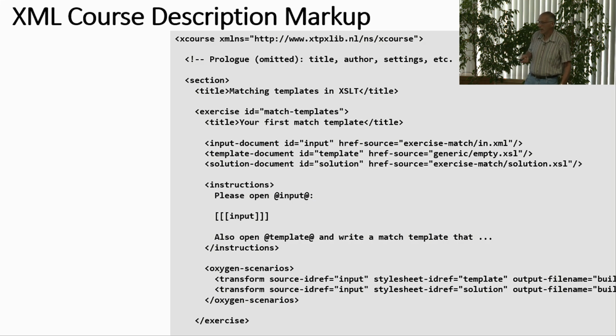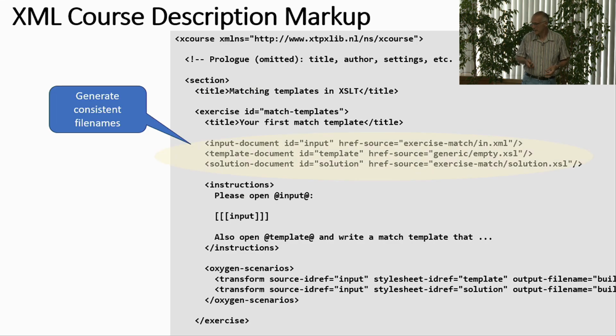Here it is. Okay, there's a prologue, which is boring. That's why I omitted it. Authors, titles, stuff like that. Settings, lots of settings. And then there is a section about a certain subject, and a section has exercises in it. And here's one of the interesting things. In this exercise, I describe what files belong to the exercise, where it can find them, and then it copies them to the result structure and gives them certain consistent names.